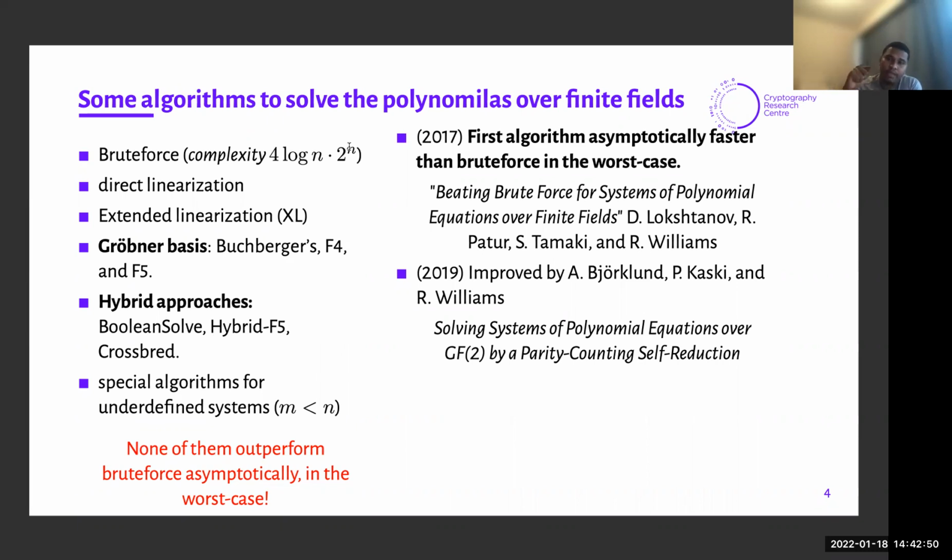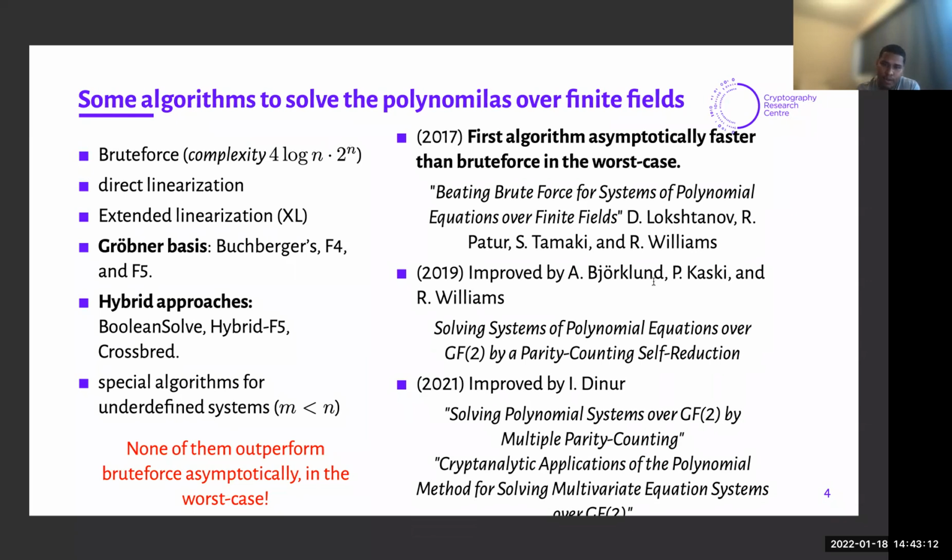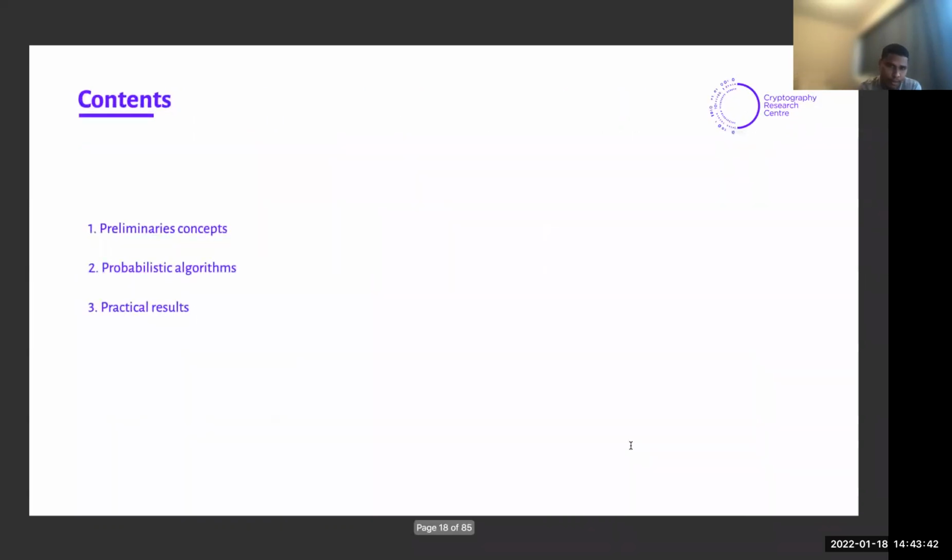It outputs 0 if the number of solutions of the initial system of polynomials is odd, and it outputs 0 if the number of solutions of the initial system of polynomials is even. And this can also be turned into an algorithm to solve or to find a solution to the initial system of polynomials. And last year, Dinur proposed 2 algorithms. The first one is, again, a parity counting algorithm, but a bit more efficient asymptotically than the one by Georg Klum et al. And then a more direct algorithm with a better complexity analysis, where he goes directly to find the solution of the system, and he doesn't go through the parity to find the solution. So this is what we're going to see here.